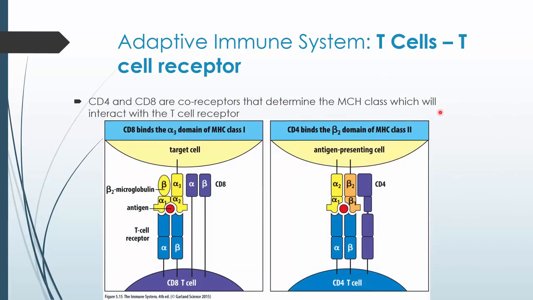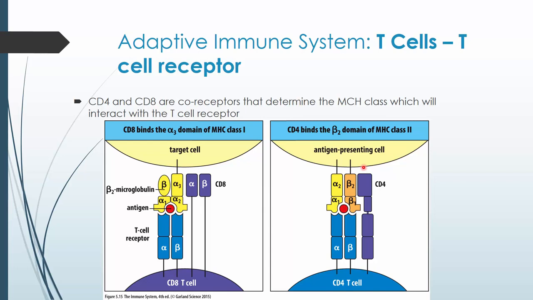And then T cells have CD4 and CD8, which are the co-receptors, and determine which class of T cell is going to be made. So CD8 interacts with MHC class 1 because it interacts with this alpha 3 domain, while CD4 interacts with MHC class 2 because of this beta 2 domain. It's not important to know all the domains. What's important to know is that the co-receptor determines which class of MHC that T cell can interact with.